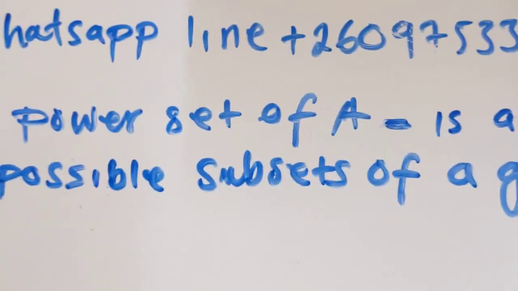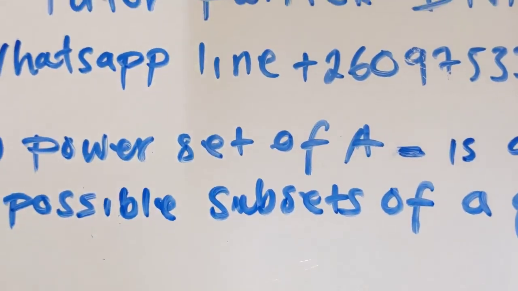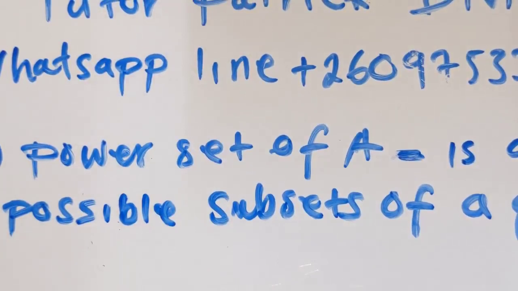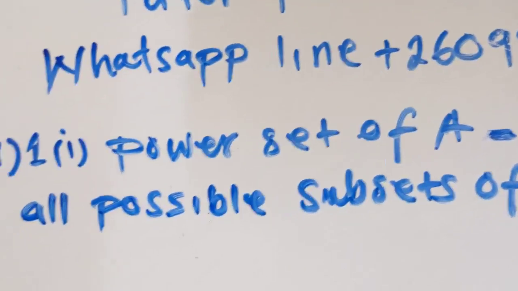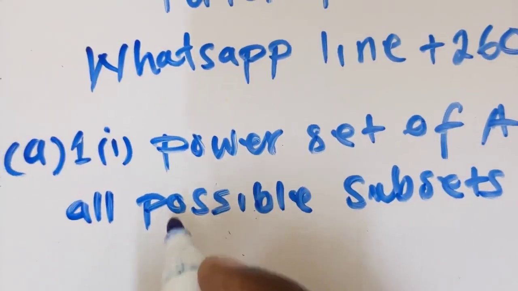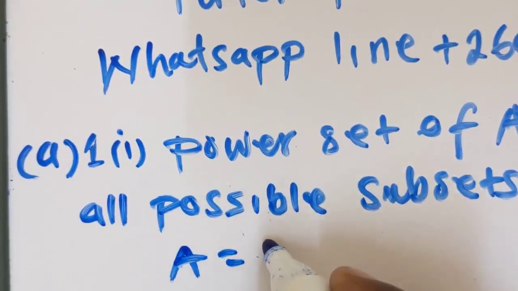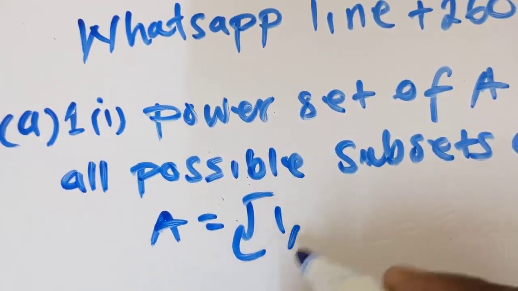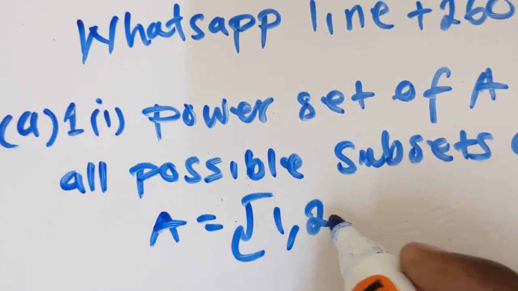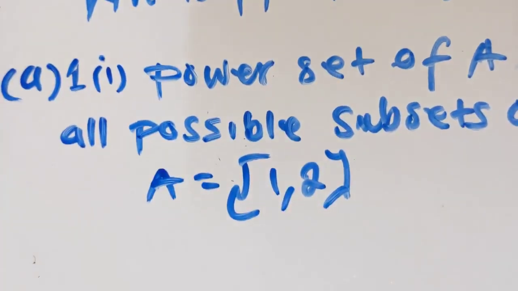Let me try to give an example here, but you are not supposed to give an example when you're given that kind of question. What you are supposed to do is just define what a power set is. But let me try to give an example. Let's say you have set A as 1, 2. So this is a set.